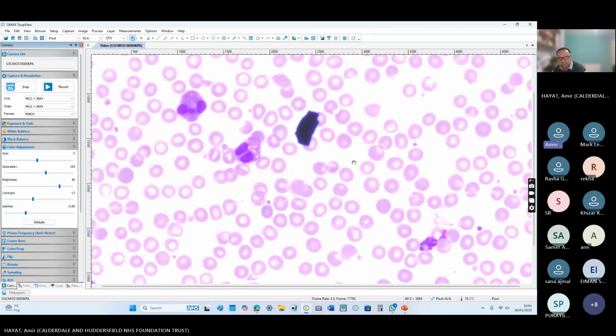There is no neutrophil here. It's all eosinophil. Neutropenia. Right. Okay. Complete your blood film report.